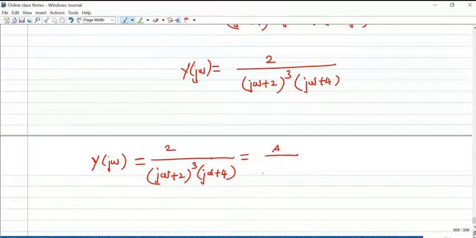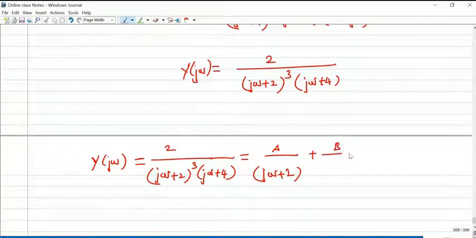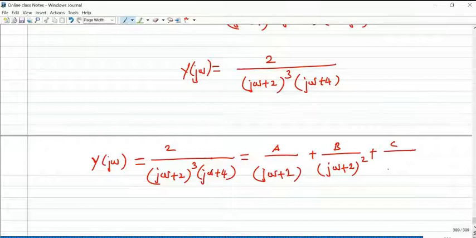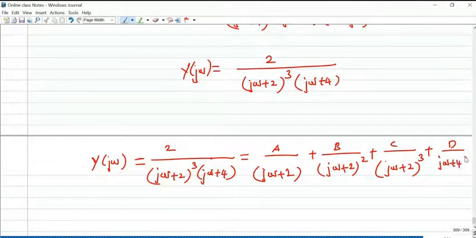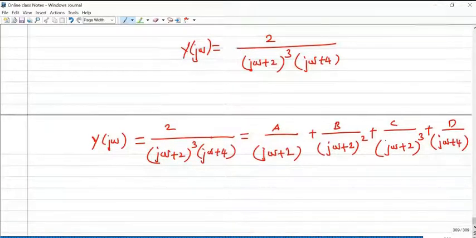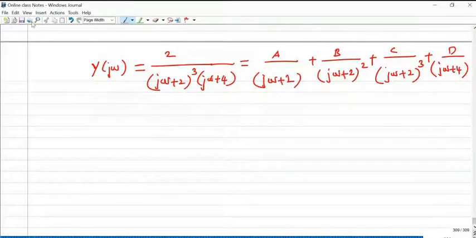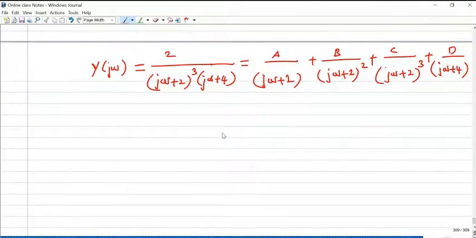So A divided by (j omega plus 2) plus B divided by (j omega plus 2) square plus C divided by (j omega plus 2) cube, and then D divided by (j omega plus 4). If (j omega plus 2) square is available, the order is 3, so order 1, order 2 and order 3, all the combinations you should write. So from this, find A, B, C, D and substitute in the formula.